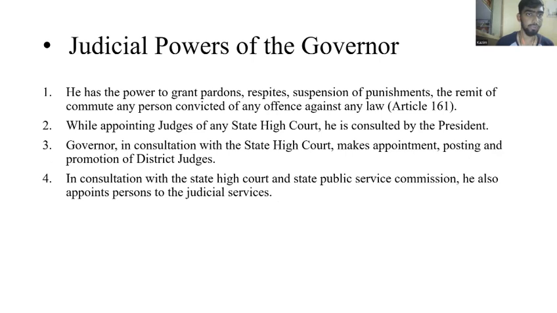Now let us speak about the judicial power of the governor. These are some judicial powers of the governor. That is, he has the power to grant pardons, respites, suspension of punishments, and remission of sentences to any person convicted of any offense against any law, under Article 161. While appointing judges of any state high court, he is consulted by the president. Governor, in consultation with the state high court, makes appointment, posting, and promotion of district judges. In consultation with the state high court and state public service commission, he also appoints persons to the judicial services.